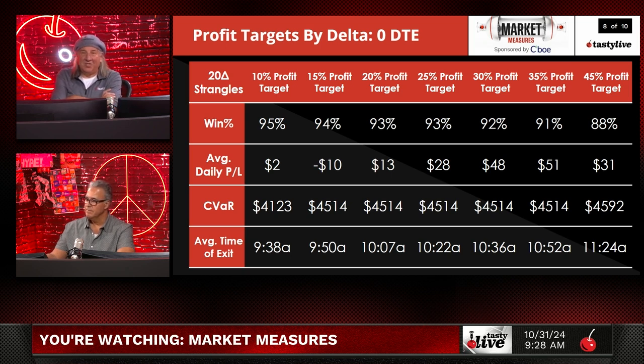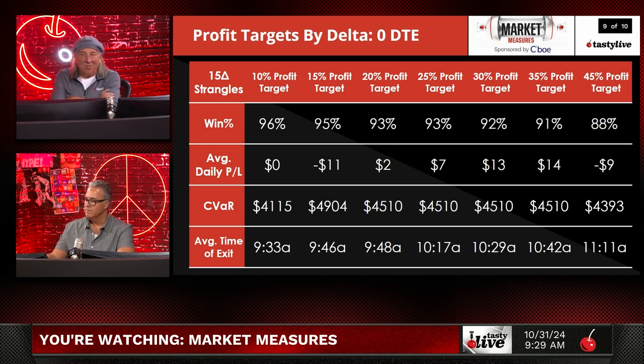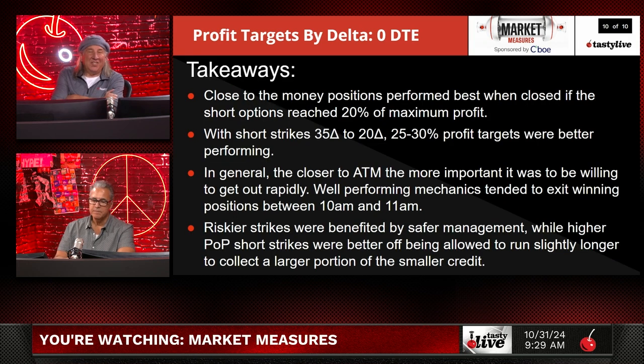Let's go to the next one, Beth. And this is the 15 delta strangle. So you can kind of see the same thing here. There's not much money to be made. You've got to kind of wait about 2 hours. And the win rate's really high, but the losses chew up into those profits. The win rate's in the 90s. So you guys got the picture here.